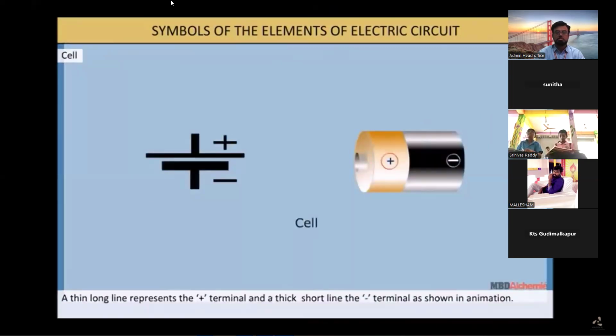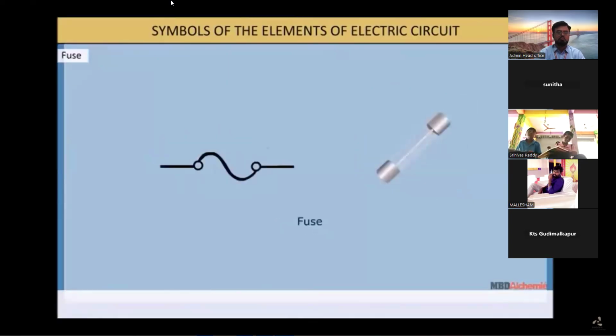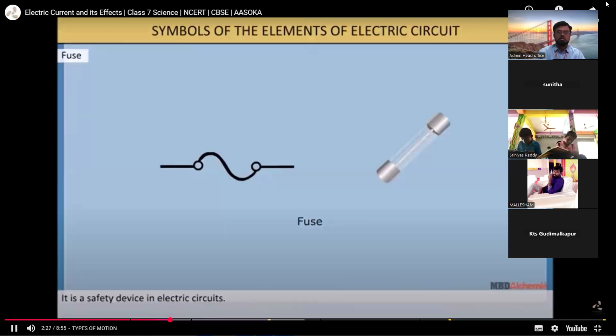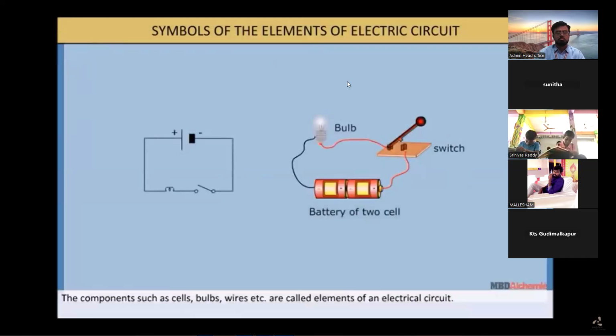Cell. A thin long line represents the positive terminal and a thick short line the negative terminal as shown. Battery. A combination of two or more cells is called a battery. Its symbol is also a combination of the cell symbol as shown. Fuse. It is a safety device in electric circuits. The components such as cells, bulbs, wires, etc. are called elements of an electrical circuit.